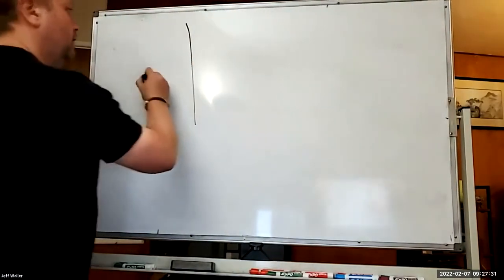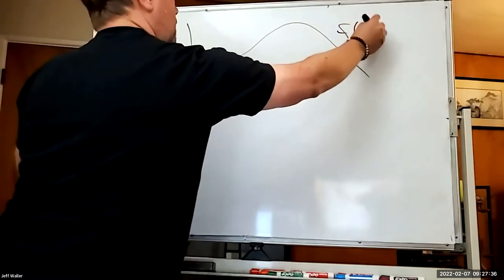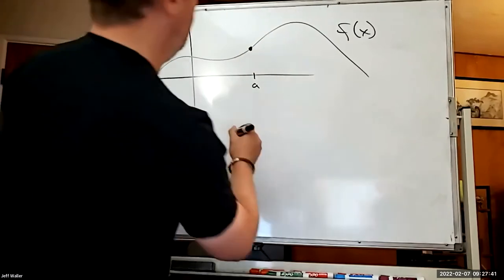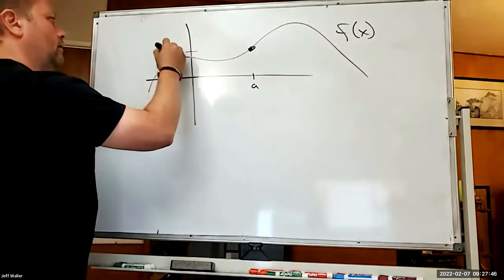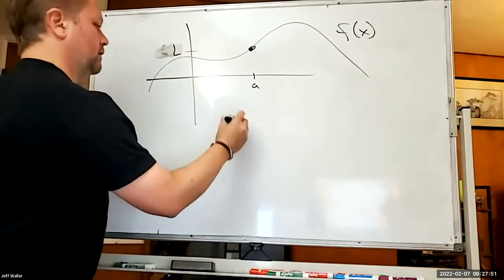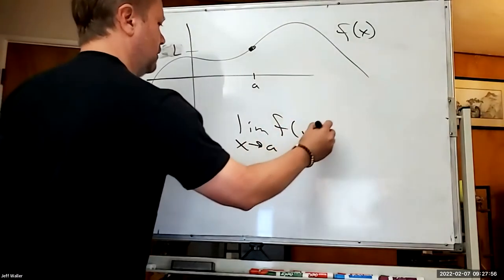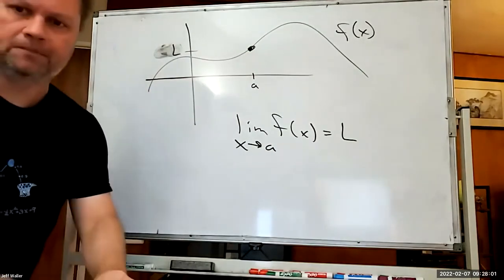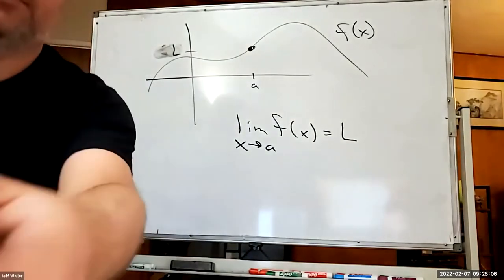If I have a function and at some point A, let me just say this: the limit as x goes to A of f of x is L. Is that statement true based on what I've drawn? Yes. Can somebody tell me why that statement's true based on what I've drawn?